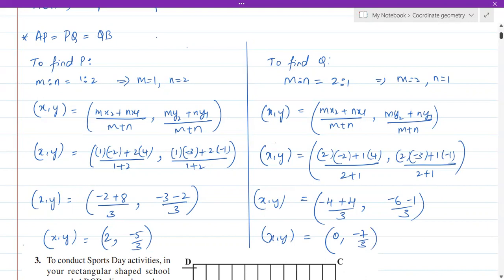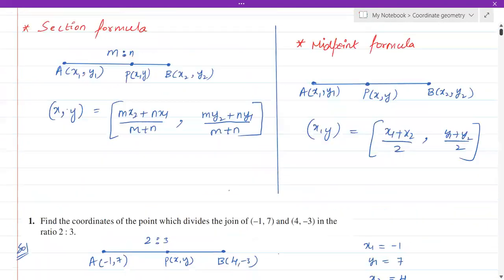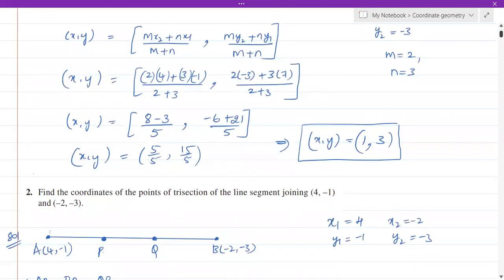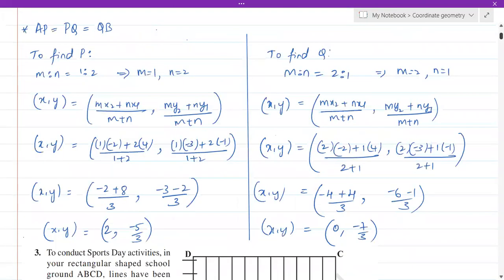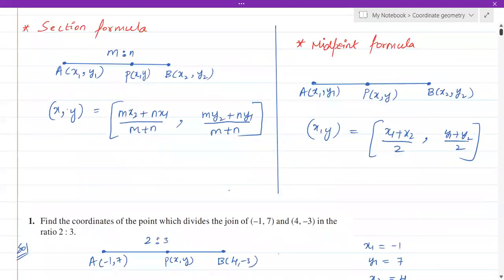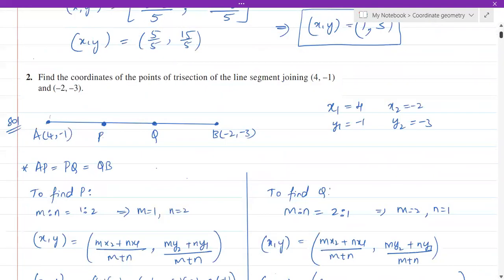It's very easy, students. What we have done is we have found the ratio. We know x1, y1. We know x2, y2. Once again, as you can see here, we know x1, y1. We know x2, y2. What we were not knowing is the value of m and n.